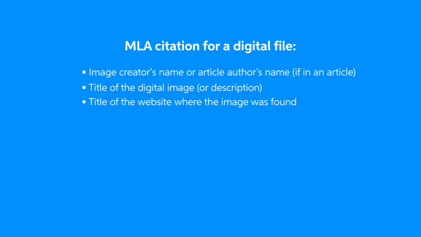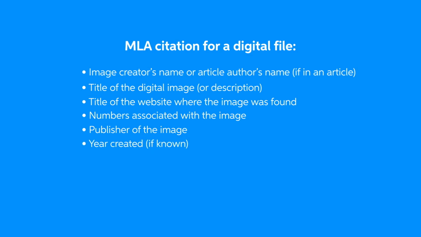The title of the web page where the image was found; any numbers associated with the image. If the image in question was published with an image number or version number, then include this information in your citation. The publisher of the image. Remember, Google Images is not a publisher. Make sure that you are citing the actual web page where the image is being hosted.